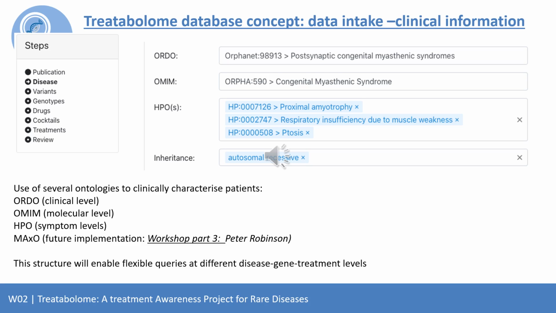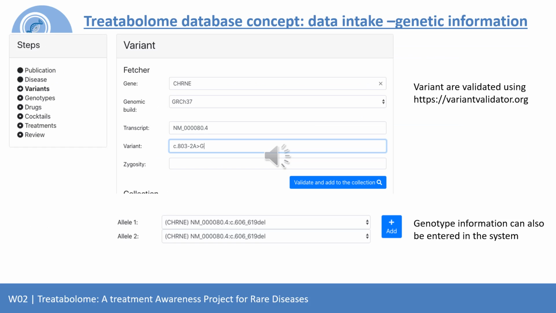So this ontology-based structure will enable flexibility when identifying mutation and gene-dependent treatments on phenotypically heterogeneous disorders. And as we will see later on, this will really help to do different types of query and answer different use cases. The next step is to enter all the variants reported in the study, and the system will check that the correct nomenclature has been used through VariantValidator.